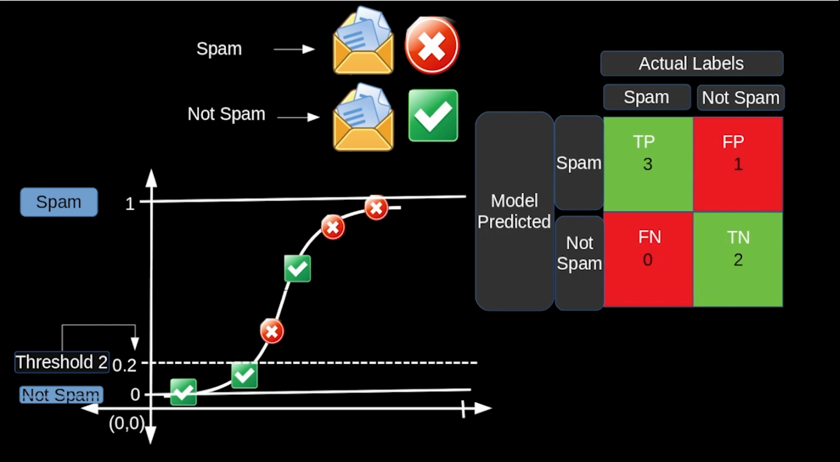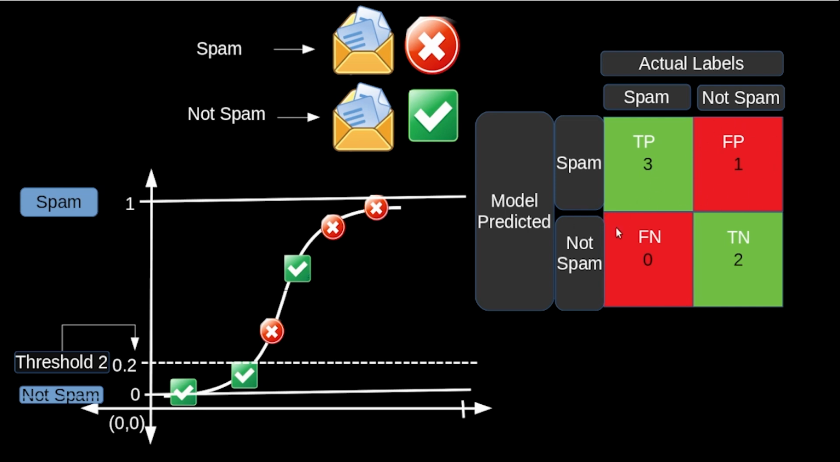Here we have three true positives. Here you can see first, second, third. These are the data samples, or predicted probabilities of the data samples, which originally belong to the spam class and are also classified as spam at threshold 0.2 because their predicted probability is greater than 0.2. So we have three true positives, one false positive. This is the false positive. You can see here, this is the data sample which originally belongs to the not spam class, but our threshold 0.2 classifies it as spam.